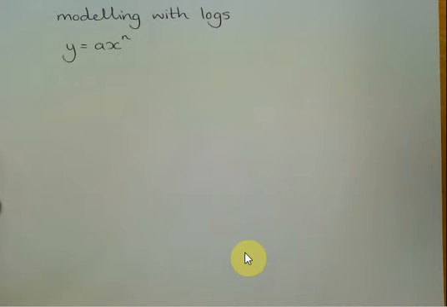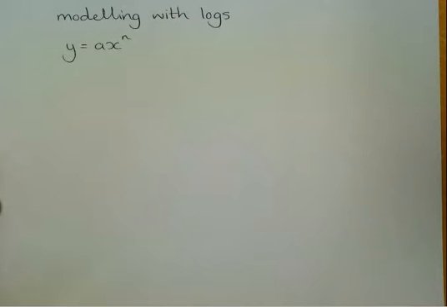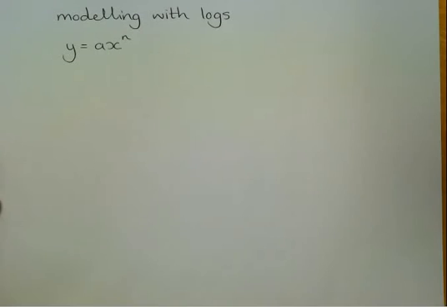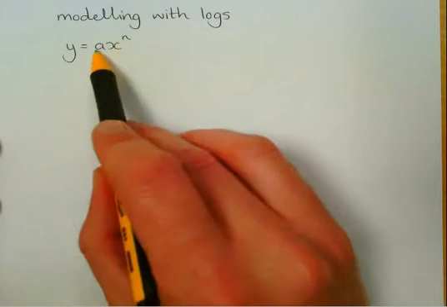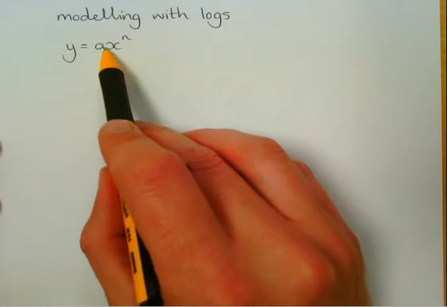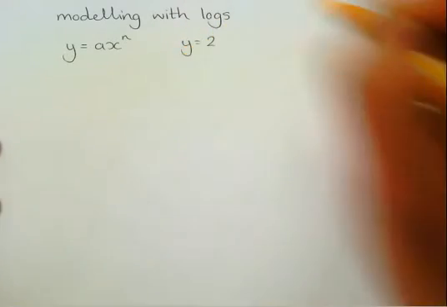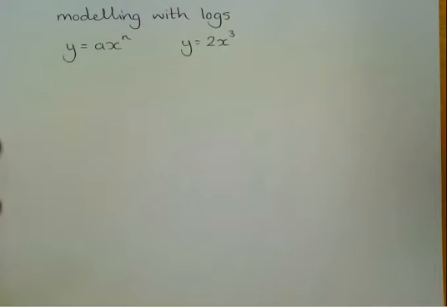Hi there guys, in this video we're going to have a look at modelling with logs, and one of the models we've got to get a good understanding of is this one here. Now if I start off by just asking you to think about what numbers could go in here for these two constant values, you might come up with something like, let's make a 2 and x. That is a model.